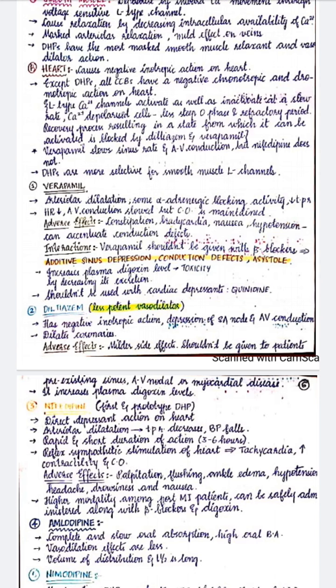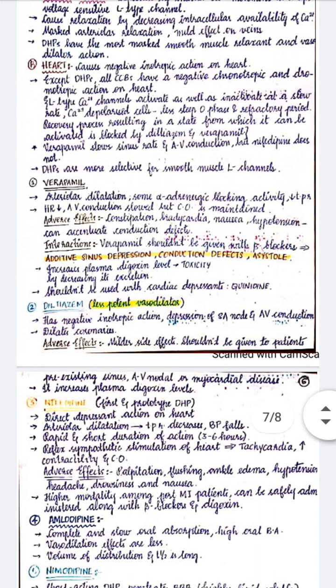So in brief, how is the mechanism? L-type calcium channels activate as well as inactivate at a very slow rate. So the calcium-depolarized cells will have a less steep zero phase and a longer refractory period. The recovery process results in a state from which it can be reactivated being blocked. The state is blocked by Diltiazem and Verapamil. And Verapamil has another effect, that it slows the sinus rate as well as the AV conduction, but Nifedipine cannot do this. DHPs are more selective for smooth muscle L channels.